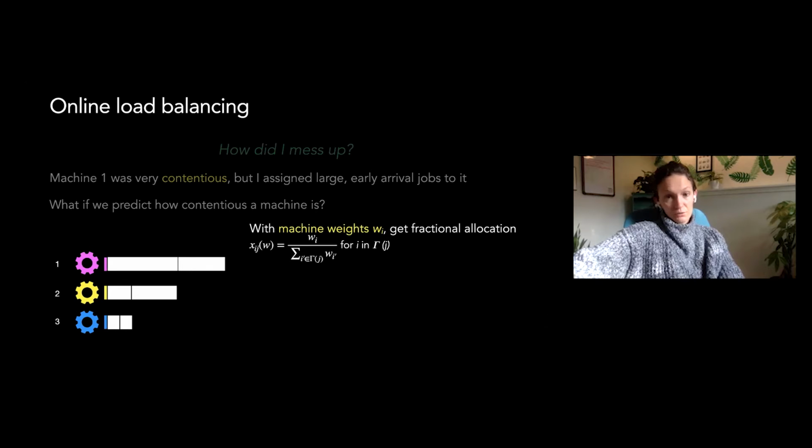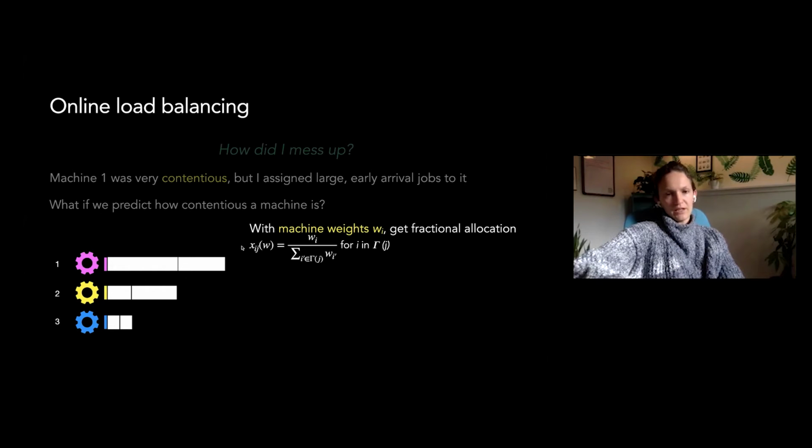And indeed, you can do this. So a quantity that you can use to predict or serve as a surrogate for how contentious the machines are is a quantity that I'm going to call the machine weights. These machine weights are values w_i that will be assigned to each machine. These are non-negative values. And if you assign a non-negative value to each machine, then you can get a fractional allocation x, and by that, I mean a fractional assignment of jobs to machines with the following procedure.